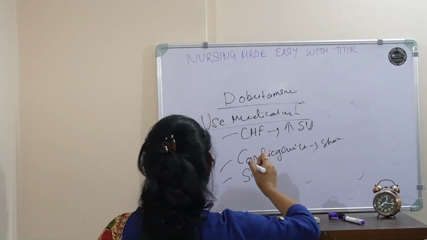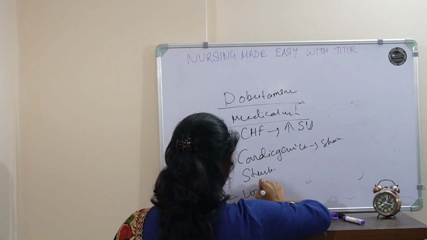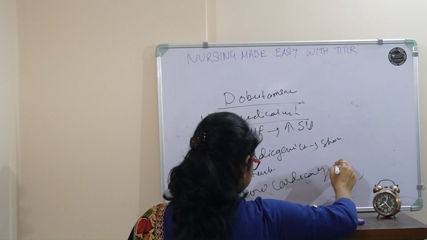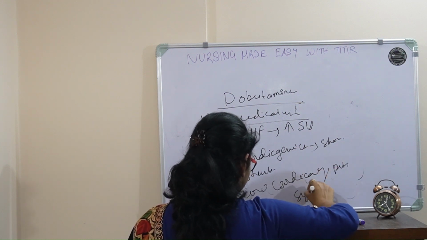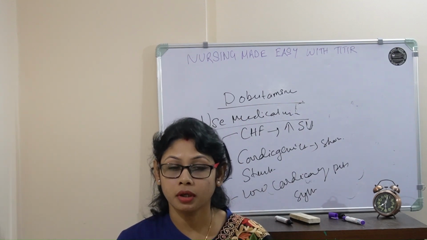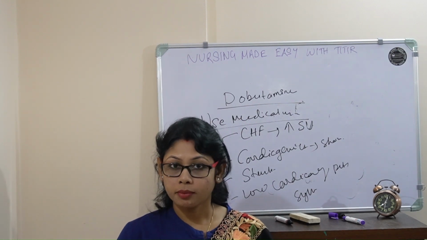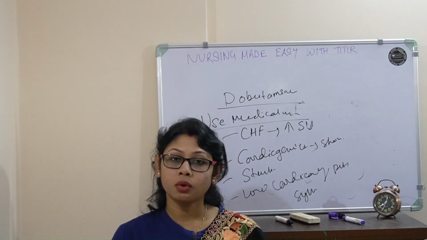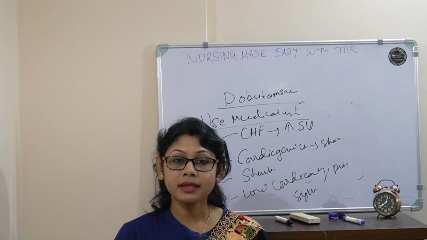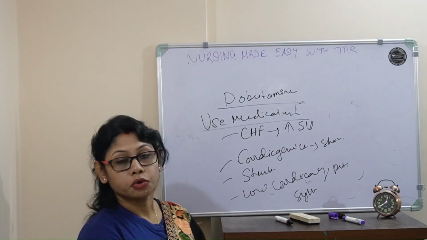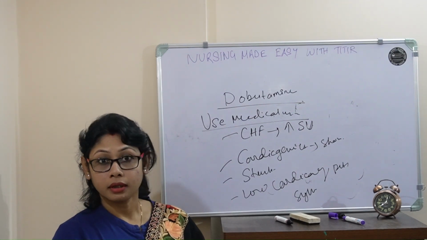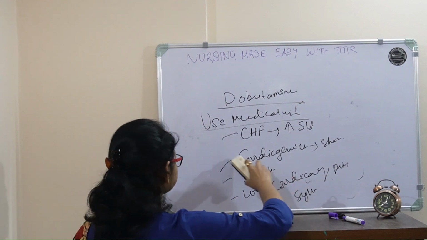And lastly, low cardiac output syndrome. If any acute situation arises, like in post-surgical cases, post-CABG cases, or post-MVR cases, with low cardiac output that is not of a long period, not chronic, in such cases we also use dobutamine to treat the acute low cardiac output.